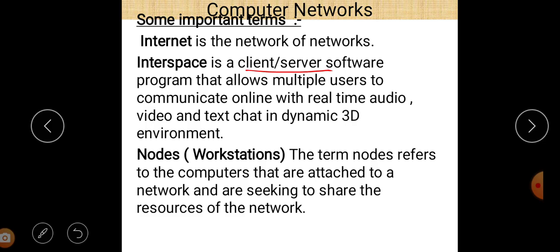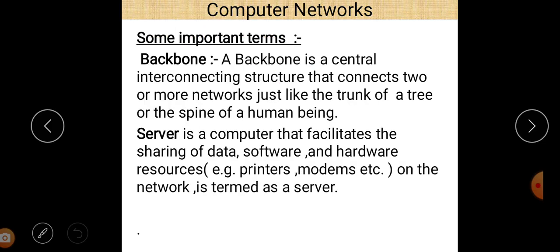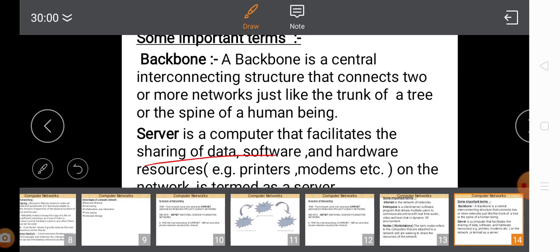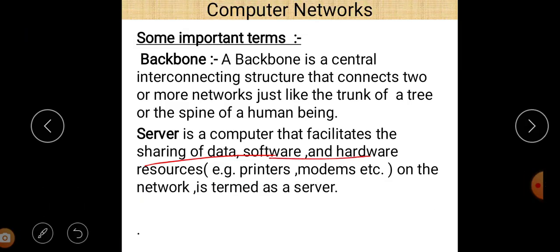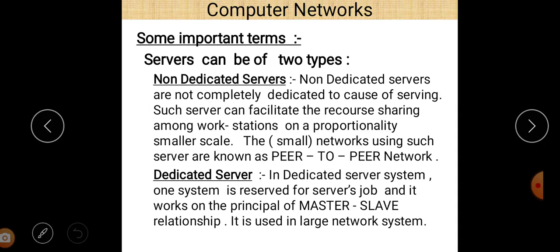Used in interspace. So server is a computer that facilitates the sharing of data, software and hardware resources. The main computer is called the server, and other computers in a network are called clients. So there is a client-server architecture in computer networks, and there are two types of server. First of all, non-dedicated server, and second is dedicated server.